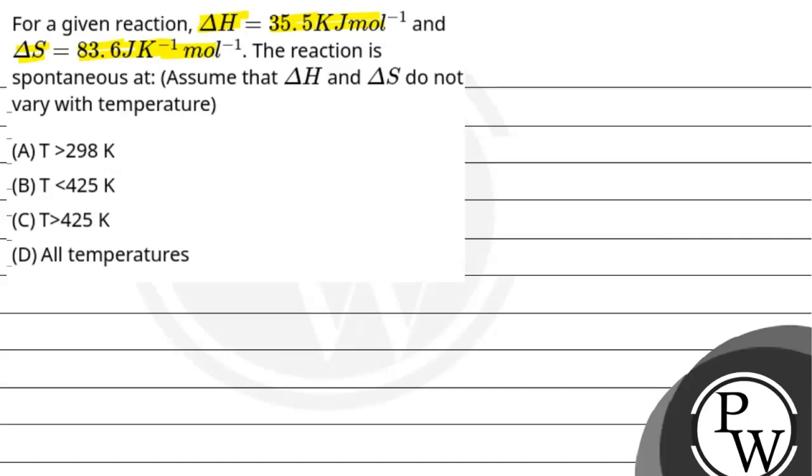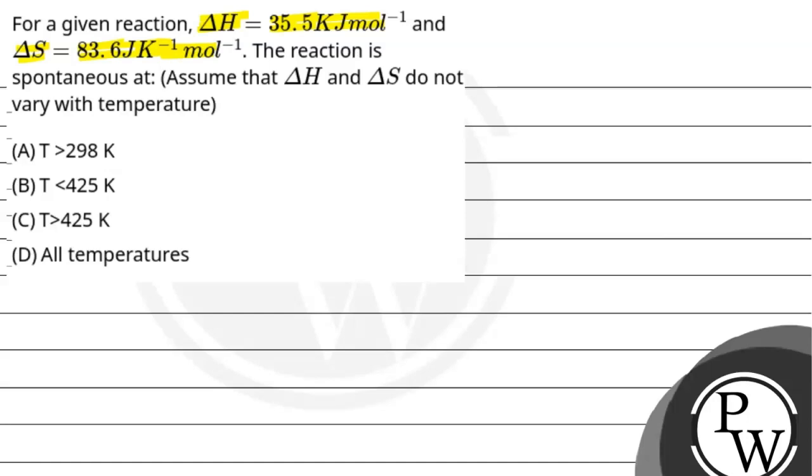So temperature vary जैसे होता है वैसे delta S vary नहीं होता है. So this is our assumption. So based on this, चार options दिए गए हैं. Option A, B, C and D. Option A says T is greater than 298 Kelvin. Option B says T is less than 425 Kelvin. Option C says T is greater than 425 Kelvin. Option D says at all temperatures.